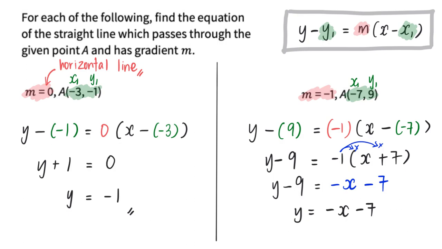So here I will have to add 9 on both sides, so that you will see a plus 9 here. So y equals negative x positive 2. Negative 7 plus 9 is positive 2. Alright, with that, I've successfully found the equation of the line: y equals minus x plus 2.